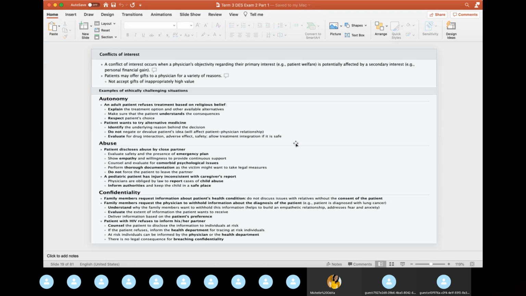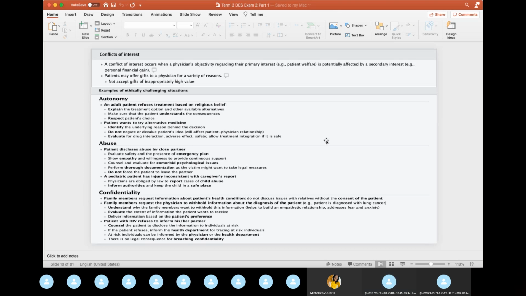Now, an adult patient came in and you diagnose the patient and you give the intervention. And the patient says, I'm sorry, but the intervention you are telling me is against my deeply held religious belief. So the question is, what are you going to do first as a physician? Ask them about their beliefs.